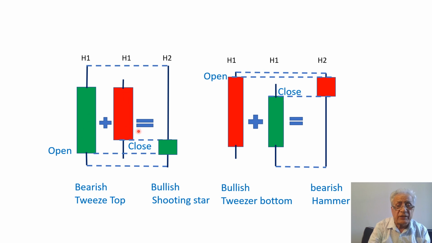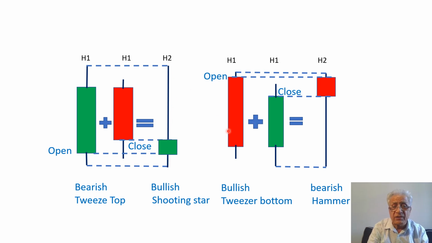In order to blend these two candles together, we take the open of the first candle, we take the close of the second candle. So this portion is going to be the body of the resultant. And then we take the high and a low of the pattern. So the resultant is going to be a bullish shooting star.